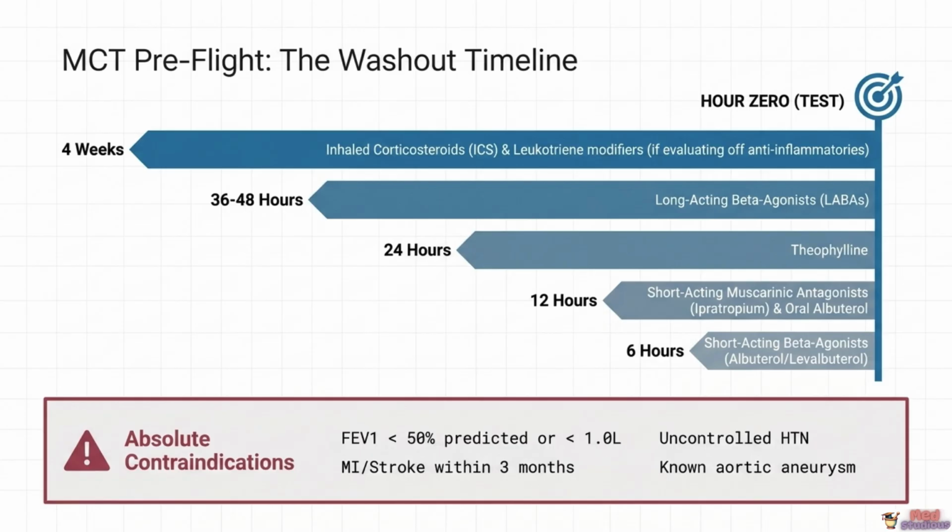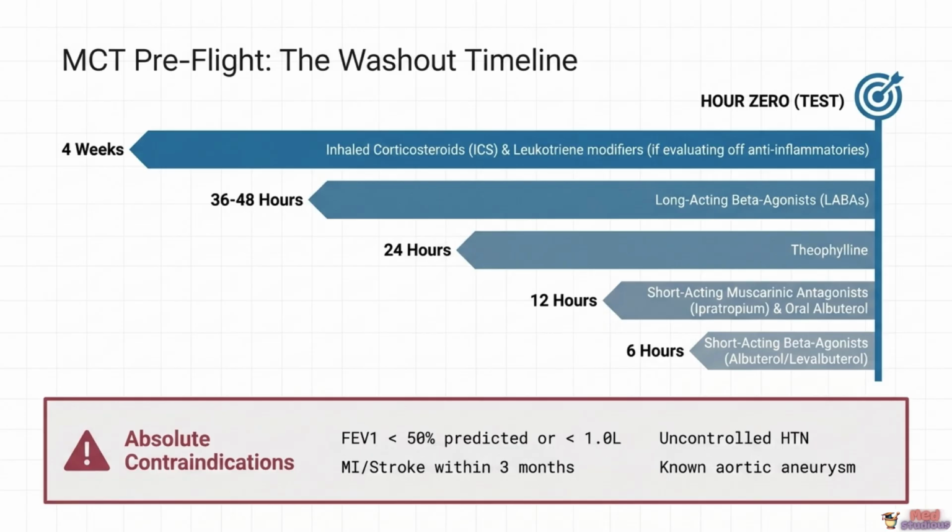Long-acting beta agonists, or LABAs, require a 36 to 48-hour washout. Theophylline, a methylxanthine bronchodilator, must be cleared for 24 hours. Short-acting muscarinic antagonists like ipratropium and oral albuterol require 12 hours. Finally, short-acting beta agonists, albuterol and levoalbuterol, need only 6 hours.